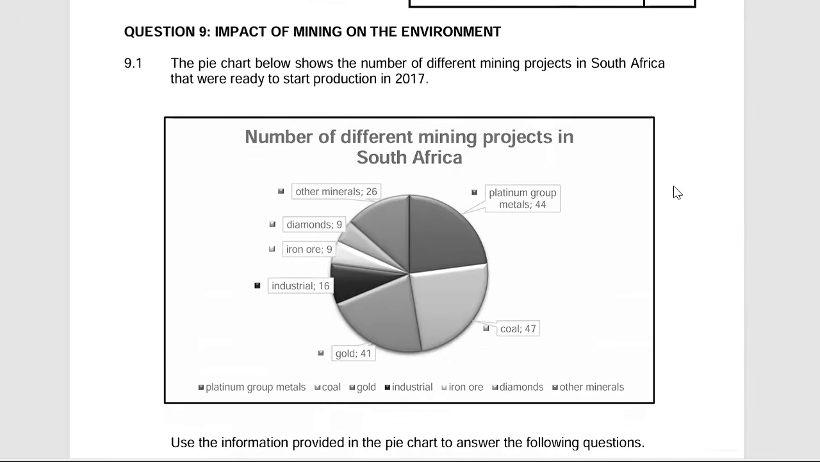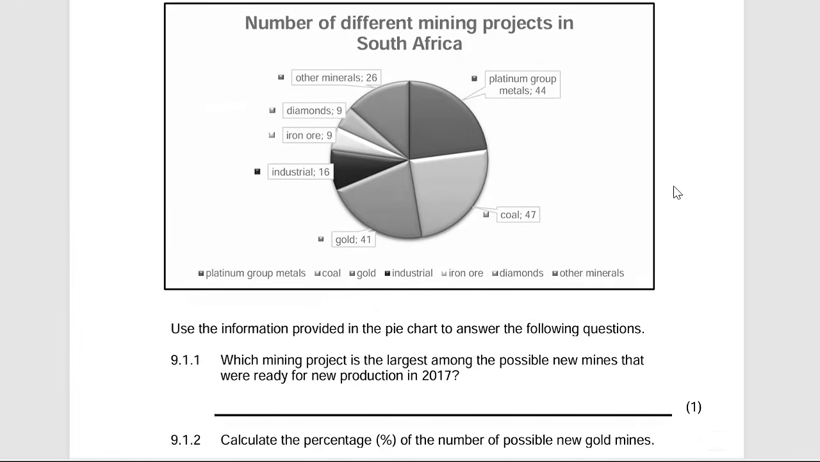So then question 9.1 says the pie chart. Now we are in the section, impact of mining on the environment. The pie chart below shows the number of different mining projects in South Africa that were ready to start production in 2017, right? So we're given the number of different mining projects in South Africa, and then other minerals, diamonds, all those, right? They're saying use the information provided in the pie chart to answer the following questions.